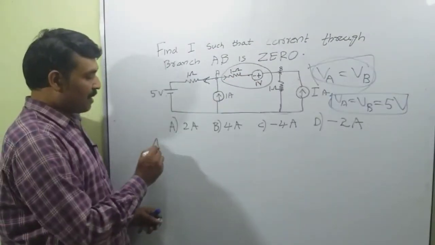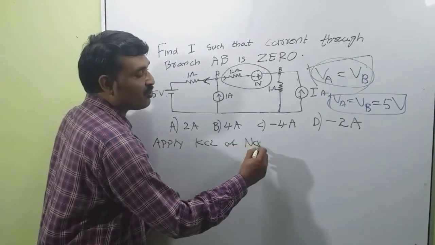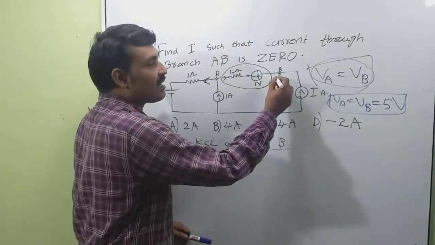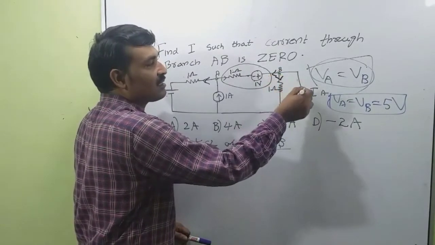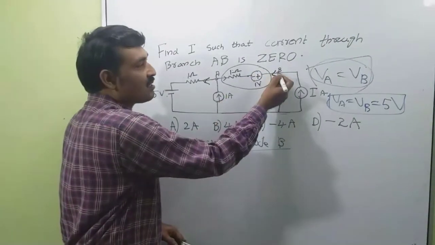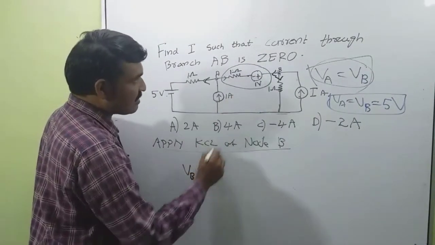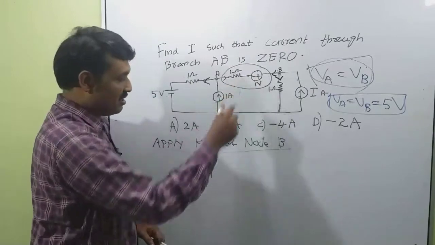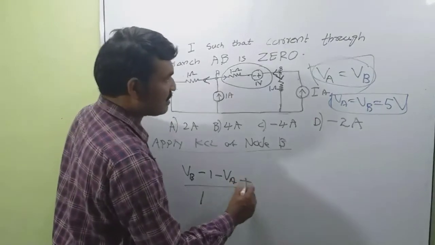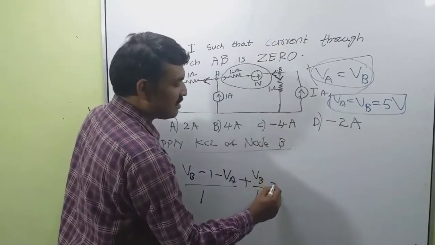So apply KCL at node B. I am assuming this current is outgoing, this current is outgoing, and this current I is an incoming current. So incoming current is equal to outgoing current. First, the current through this branch: VB minus this 1 volt, from higher potential to lower potential, minus VA divided by 1, plus VB divided by 1, that is the current through this branch, is equal to I ampere.